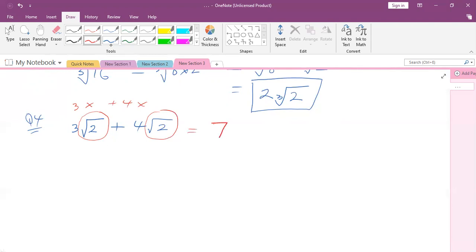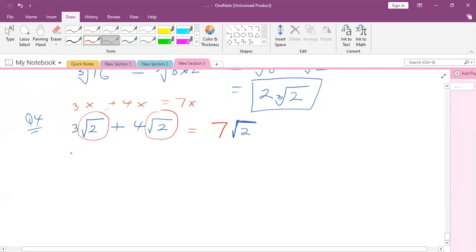And then you keep the common radical that they have in the radicand. So it is 7 root 2. Just as 3x plus 4x gives us 3 plus 4, which is 7, and you keep the common variable that they have. Same approach. Okay, good.